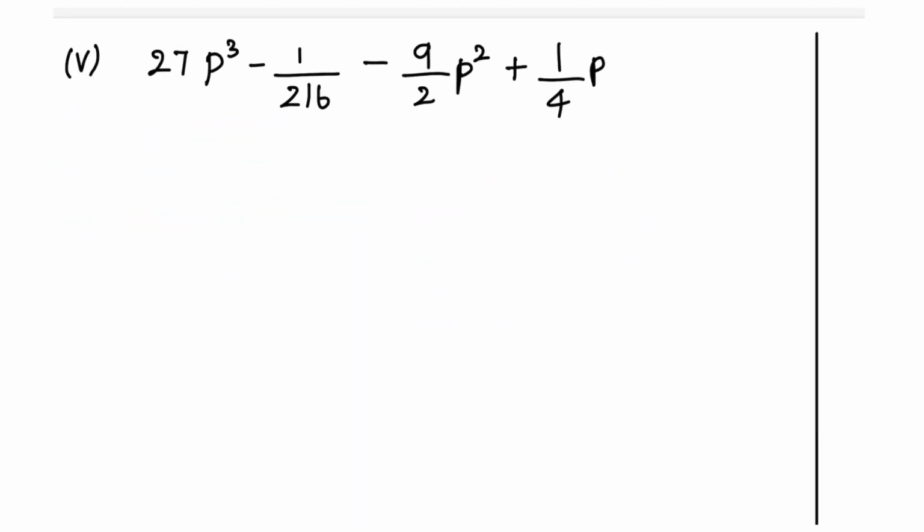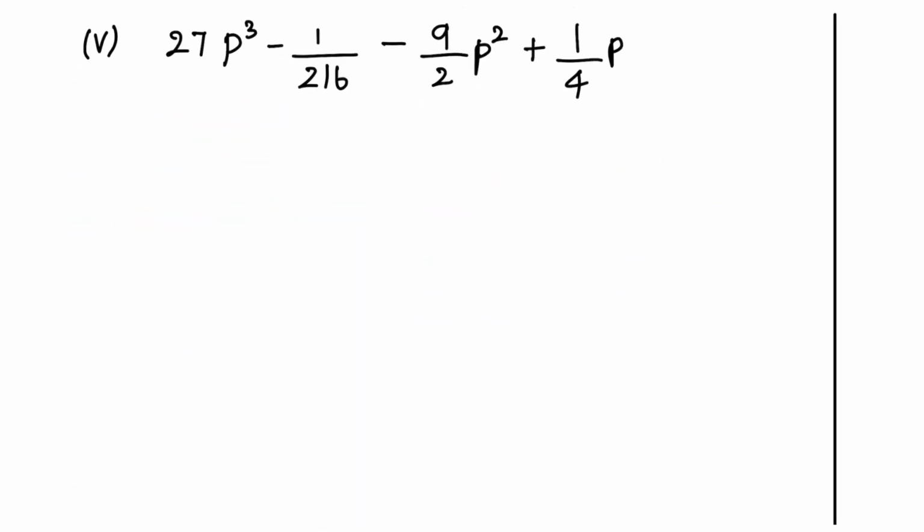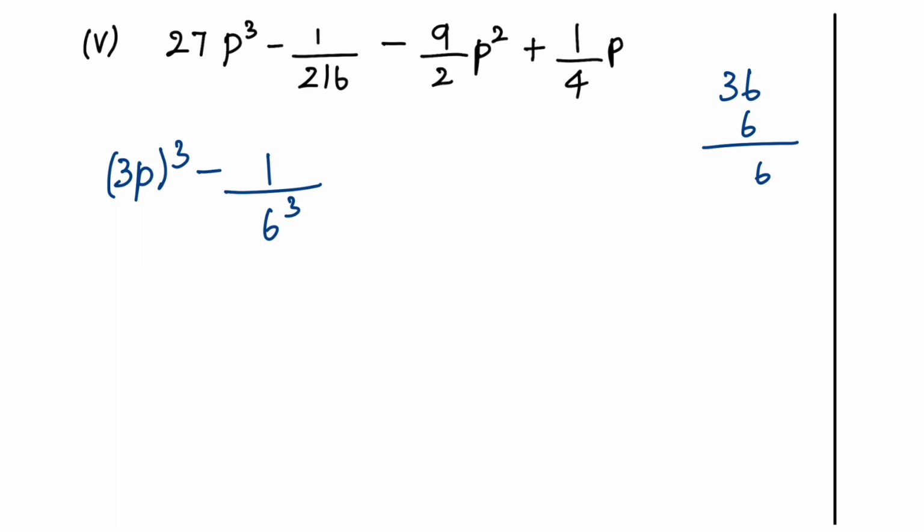Moving on to the next subdivision, this is going to be the last subdivision. With this we can wind up this video. So we have 27p cube, right? So that can be written as 3p the whole cube minus 1 divided by 216. 216 is 6 cube. Okay, let me just verify that. So 6 squared is 36. 36 times 6, 6 times 6 is 36. We have 3. 6 times 3 is 18. 18 plus 3 is 21, 216. Yeah. So 6 cube is 216.